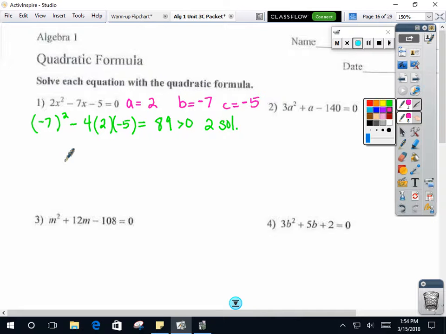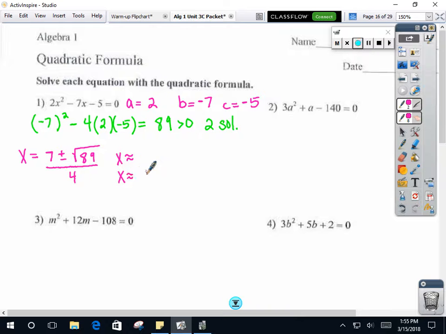To find the 2 solutions, you just continue on with the quadratic formula, and you do -b. But our b is already negative, so what's going to happen? +7. Plus or minus the square root of your b squared minus 4ac, which we already know is 89, divided by 2 times your a, which is a 2, so that will become a 4. Now to find the actual answers, which are going to be approximate because you're going to round, you type it in twice, once with a plus, once with the minus. Use alpha y equals n over d to set up the fraction. 7 plus the square root of 89 over 4 and 7 minus the square root of 89 over 4.